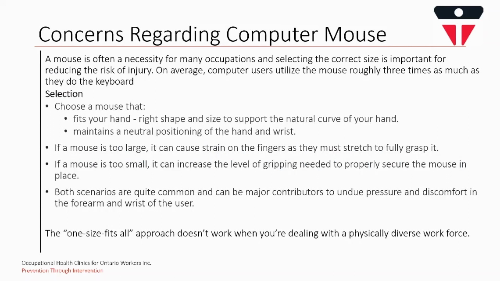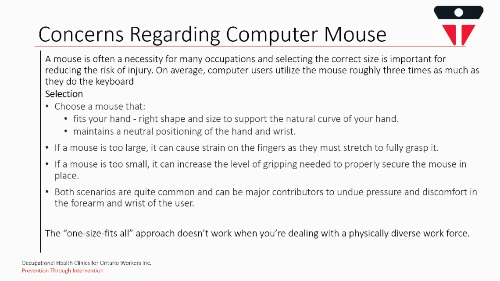So you want to make sure that you choose a mouse that fits your hand with the right shape and size to support the natural curve of your hand and maintains a neutral positioning of both the hand and the wrist. If the mouse is too large, it can cause strain on the fingers as they must stretch to fully grasp it. If too small, it can increase the level of gripping needed to properly secure the mouse in place. Both scenarios are actually quite common and can be major contributors to undue pressure and discomfort in the forearm and wrist of the user. Again, the one-size-fits-all principle does not apply when we're dealing with such a physically diverse workforce.